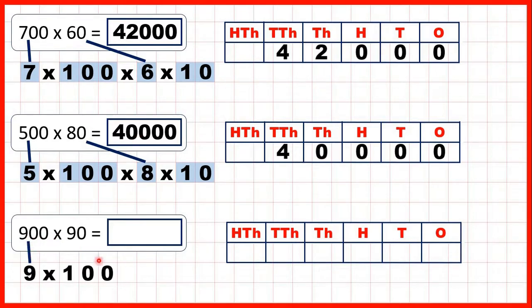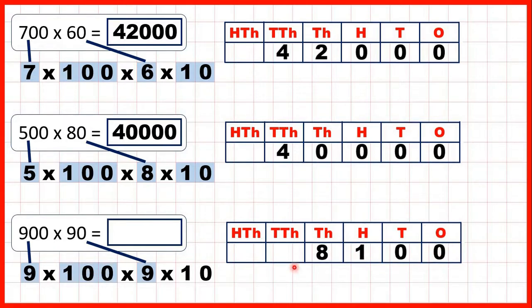900 is 9 times 100, and 90 is 9 times 10. 9 times 9 is 81. To multiply by 100, we can put 2 zeros on the end, and then to multiply by 10, we can put another 0 on the end. So that's 3 zeros on the end altogether to give us our answer, 81,000.